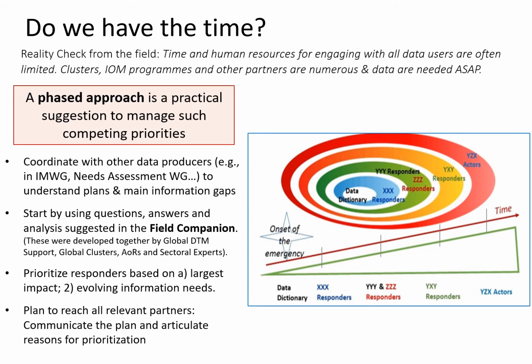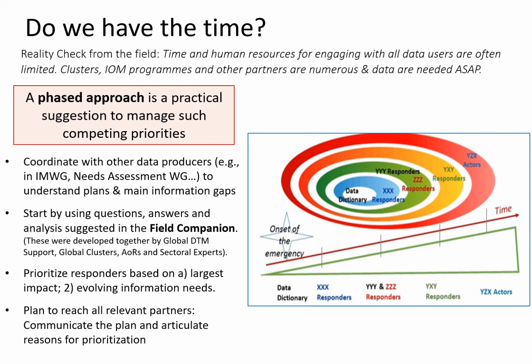The suggested approach starts with coordinating with other data producers. So the DTM would do that through the IM working group or the needs assessment working group, for example, to understand the plans, the assessment plans, and the main information gaps. And then DTM will start by using questions, answers, and analysis that is suggested in the field companion. These were developed together with global DTM support, but also with global clusters, areas of responsibility, and other sectoral experts, and therefore will likely provide useful information for partners.